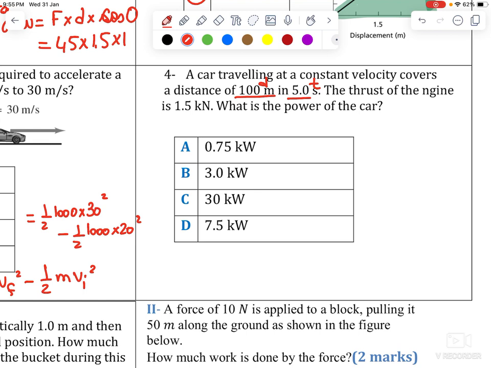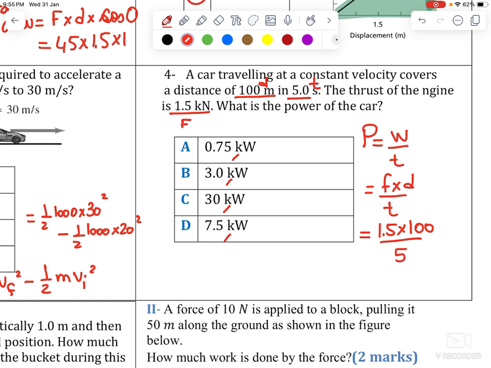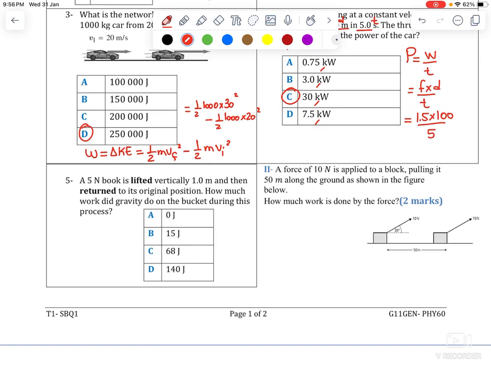Question number 4, we have a car traveling at a constant velocity that covers a distance of 100 in 5 seconds. The thrust of the engine is 1.5 kilo Newton. Because I have my answers of power all in kilowatt, there's no need to convert the force. The power is the work over time. The work is force times distance over time, meaning 1.5 times 100 divided by 5, it will give me 30.